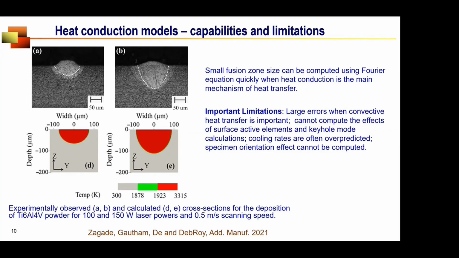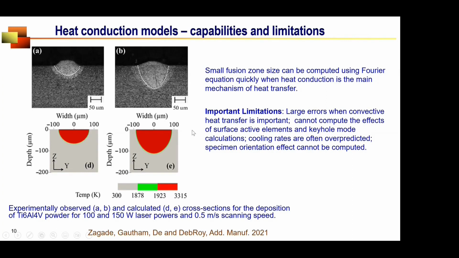It is very important for all of us that want to use models to understand their limitation. Here, the limitation is this is applicable when heat conduction is the primary mechanism of heat transport within the fusion zone. When convective heat transfer is important, we should not use the heat conduction models because the mechanism of heat transport is different.